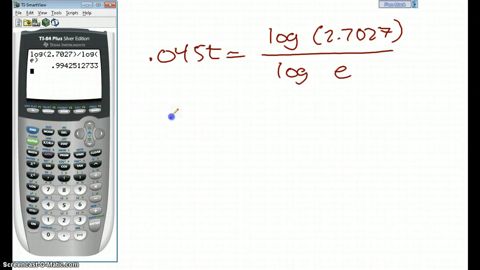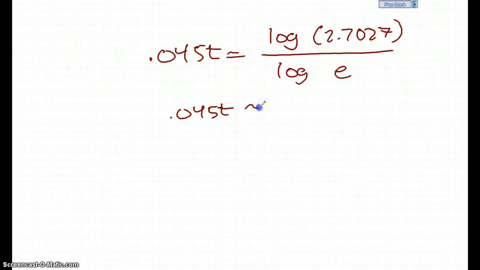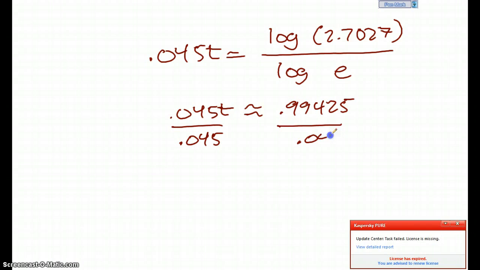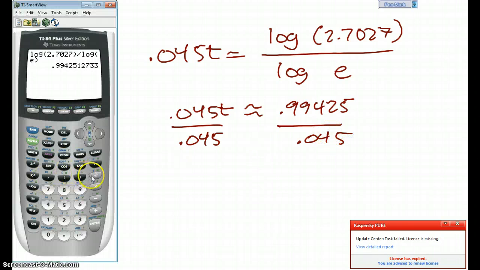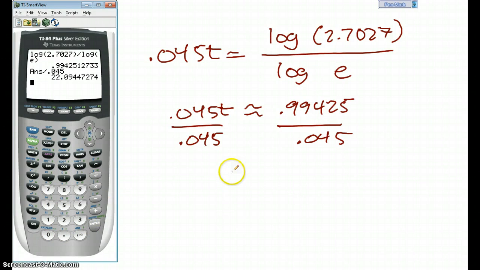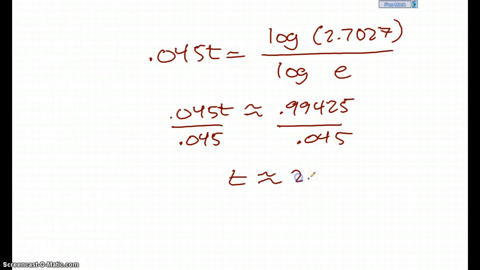And that tells us that 0.045t is about 0.99425. And I'm just going to take it out to get some good precision on this. And now I'm going to divide both sides by 0.045 since I want to isolate t. So divide by 0.045. And you'll notice that in this case, t is still about 22.1.